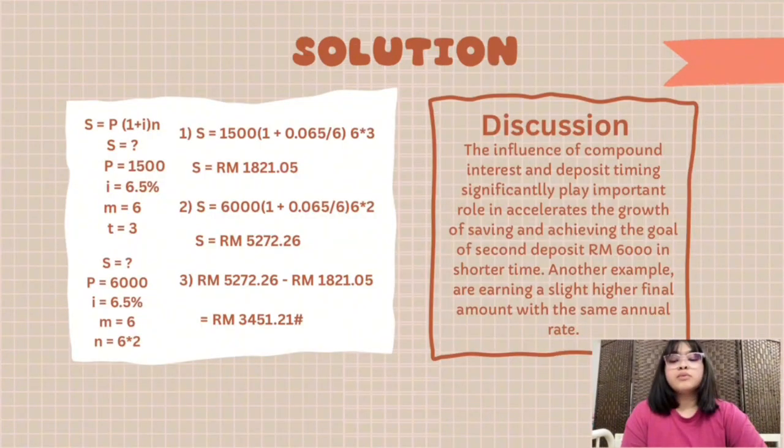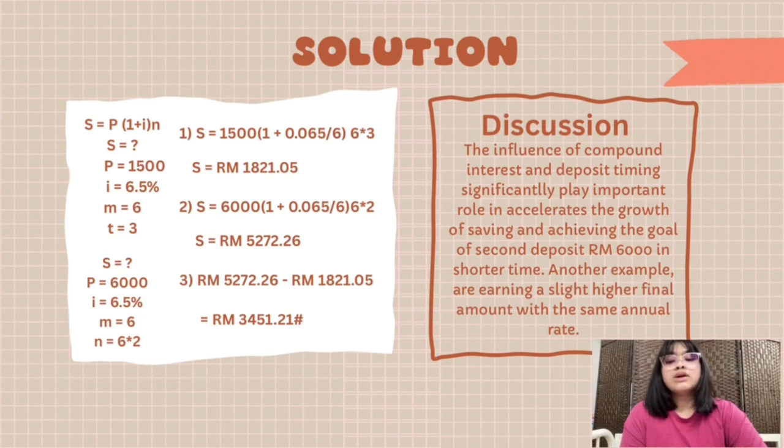For question 2, we use the formula S equals P(1 + i)^n. For S, we have to find S. For P, which is 1,500. For i, 6.5%. For n, which is compounded every 2 months, equal to 6. And time, we use 3. We substitute all of this into the formula, and we get 1,821 ringgit 0.05 cents.